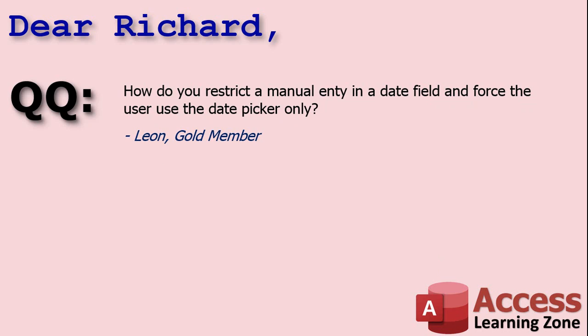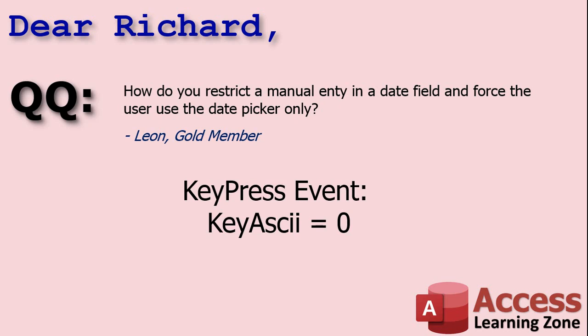Next question's from my forums on the website from Leon, one of my gold members. How do you restrict manual entry in a date field and force the user to use the date picker only? In other words, he doesn't want the user to be able to type in a date. He wants to force them to click and use the date picker, the little pop-up. Well, here's how you do it. Real easy. One line of code.